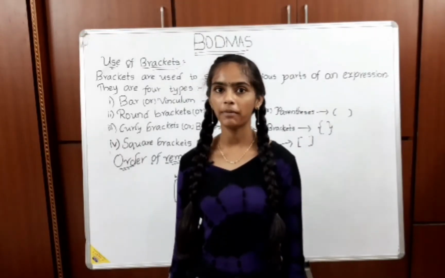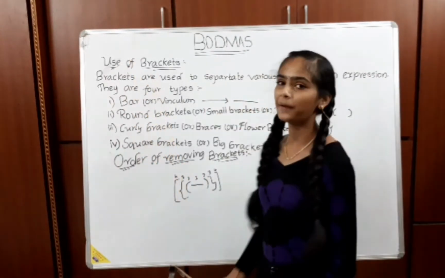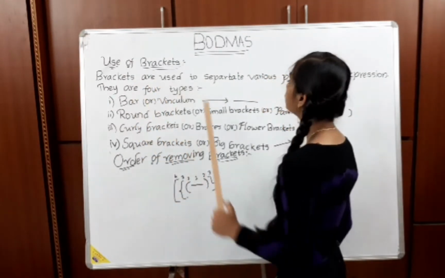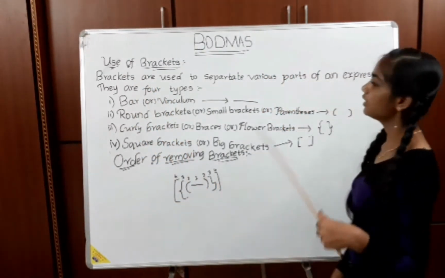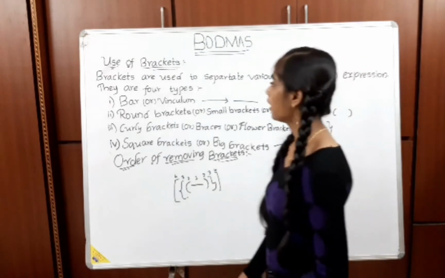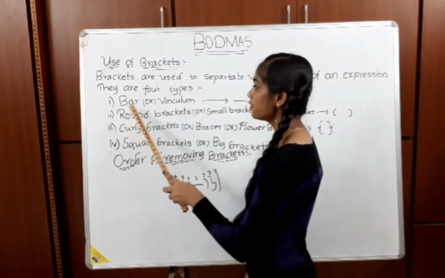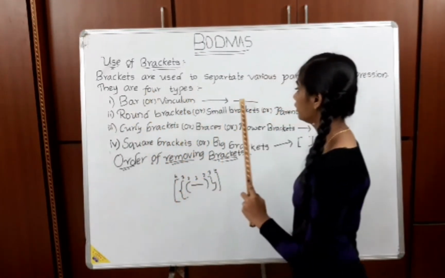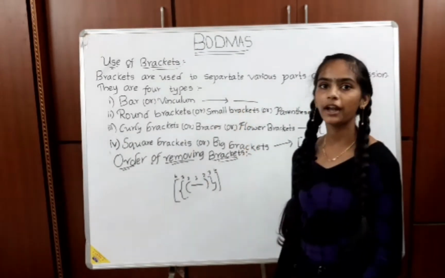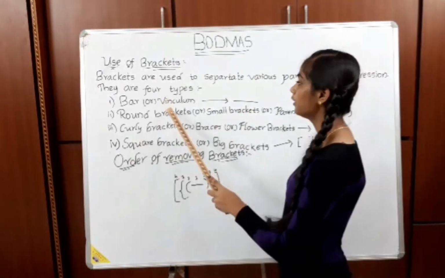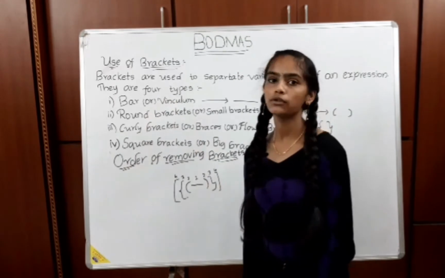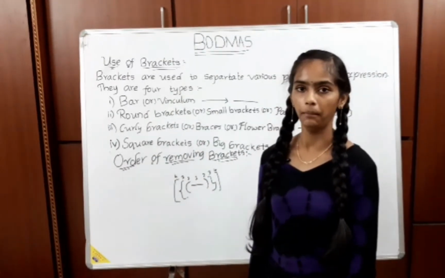And our next topic is uses of brackets. Brackets are used to separate the various parts of the expressions. There are four types. The first one is bar or vinculum. Actually it looks like a bar. So another name for it is vinculum.